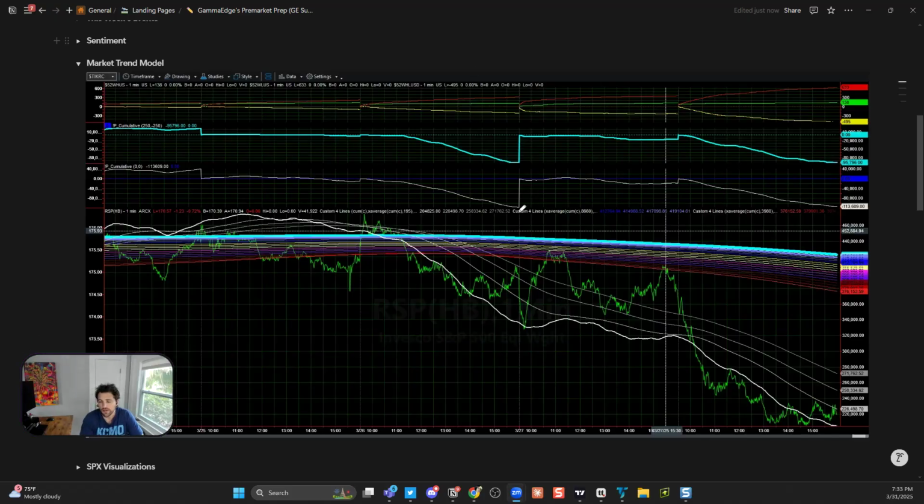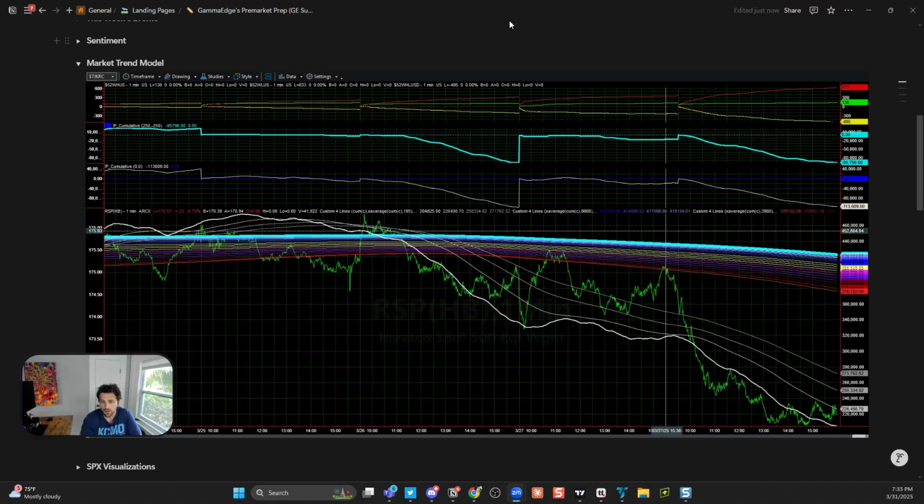So looking at this is our market trend model. This is how we gauge trend and momentum in the market, both on an intermediate or intraday time frame and also a more swing trader time frame, which is a day to a week. Coming into today, everything was just pointing lower, bearish conditions, puts clearly in control, sellers in control.